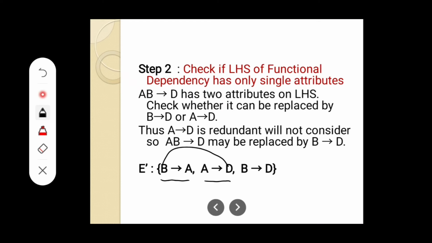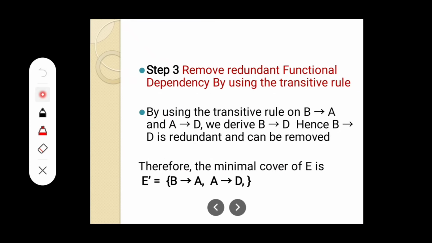B determines D. Clear? So this is the transitive rule. So this B determines D can be eliminated, because this can be implied from these two functional dependencies. So this is redundant and can be removed. So B determines D can be removed. Clear? That is step 3.